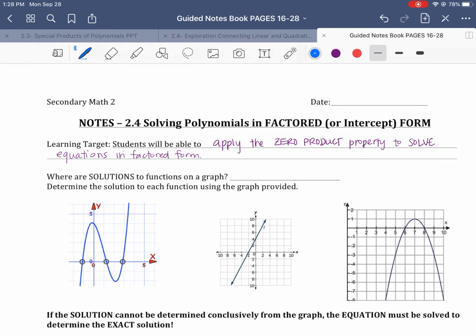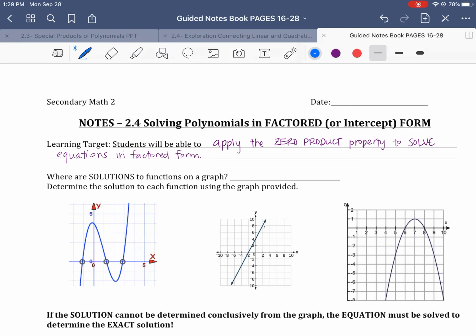Okay, in this section, 2.4, solving polynomials in factored or intercept form, we are going to actually start talking about solving our polynomials. So up until this point in this section, we've talked a lot about naming them, multiplying them, adding them. Now we are going to start using polynomials and different solving techniques to find solutions.